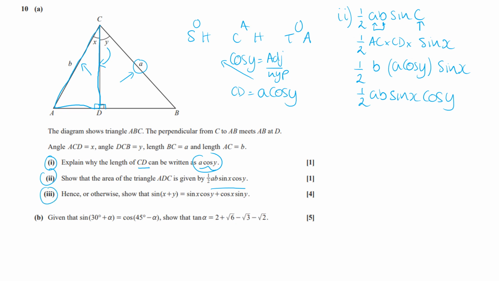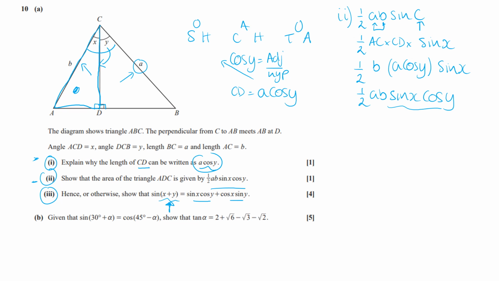Now in part 3, it says hence or otherwise show that sine of x plus y, so that's the total angle there, is given by this expression. This is the sort of question where it says hence or otherwise, you've just done these two parts. What on earth have they got to do with this compound angle formulae? Well, we've just found that the area of this triangle here on the left is equal to this expression, and we used the fact that CD, we got the A cos y from this triangle.